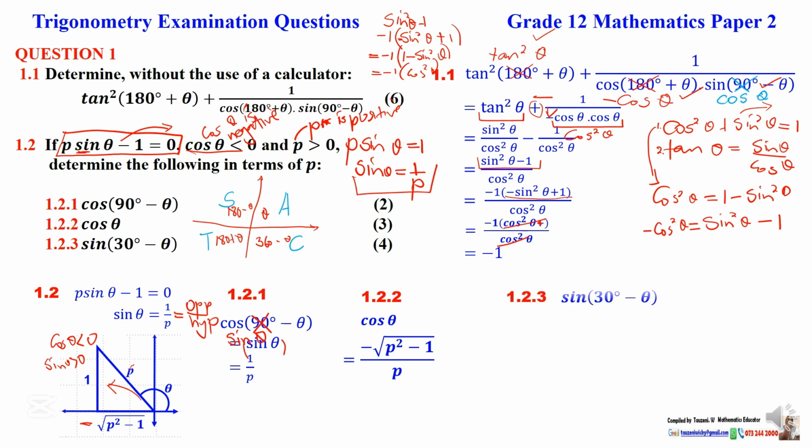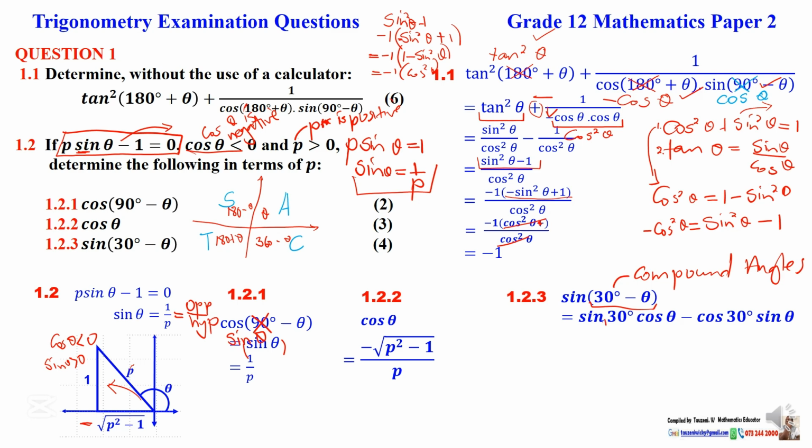Then number 1.2.3, I want to find the value of sine of 30 minus theta. If you see two angles that are being subtracted in brackets like this, let this remind you of the compound angle identity. I need the compound angle identities here. What are my identities? The sine of 30 minus theta equals sine 30 cos theta minus cos 30 sine theta. Then remember, this is done without a calculator.